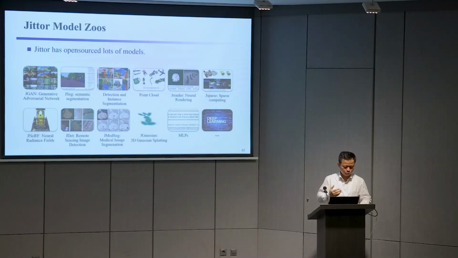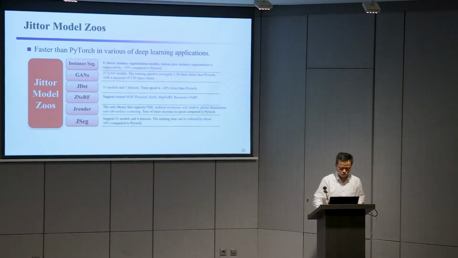And we have open sourced a lot of other model zoos. For example, computer vision, segmentation, detection, point cloud, and medical image, for example. So many models are open sourced. So if you install Jittor, then you can use those models for your research, for your applications. And most important, in all research and application areas, the model zoo of Jittor is much more efficient than PyTorch. For example, computer vision tasks are usually 30 or 40% faster than PyTorch. If you do GAN, on average 1.26 times faster. So it's very efficient.